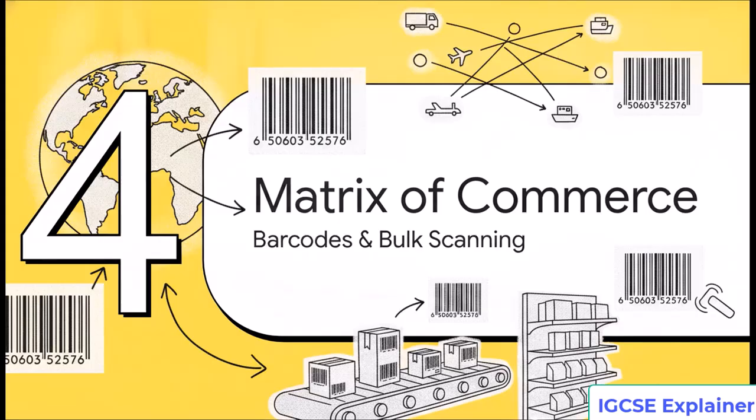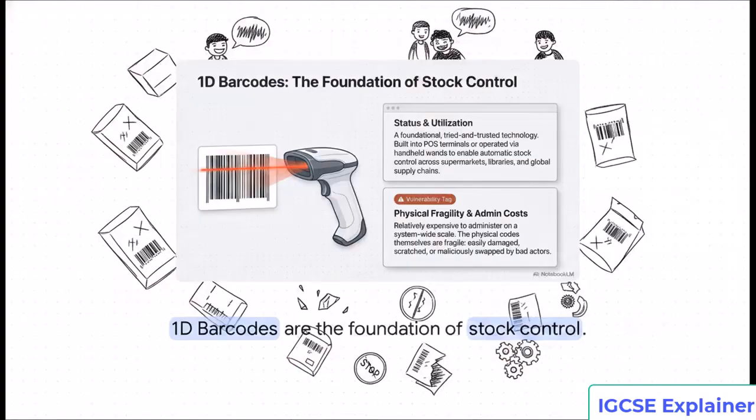Next up, Section 4, the matrix of commerce, covering barcodes, QR codes, and bulk detection. Here we have the classic 1D barcode. It is the tried and trusted grandfather of automated stock control, found everywhere from supermarket checkouts to library scanners. But it absolutely has its limits. Its physical fragility and linear nature mean the codes can be easily damaged, scratched up, or even maliciously swapped by bad actors, which poses a real administrative headache.